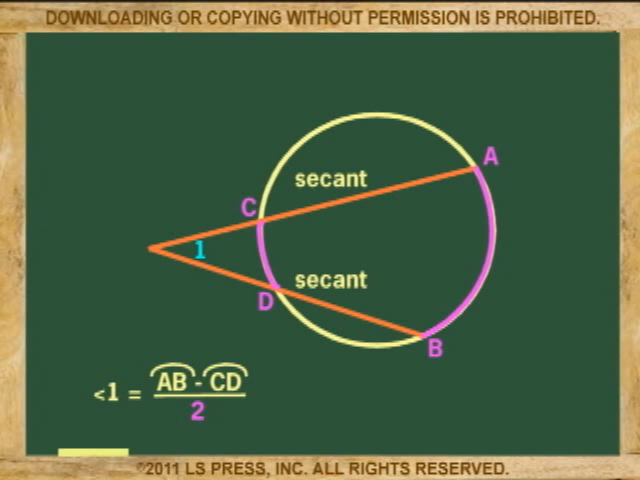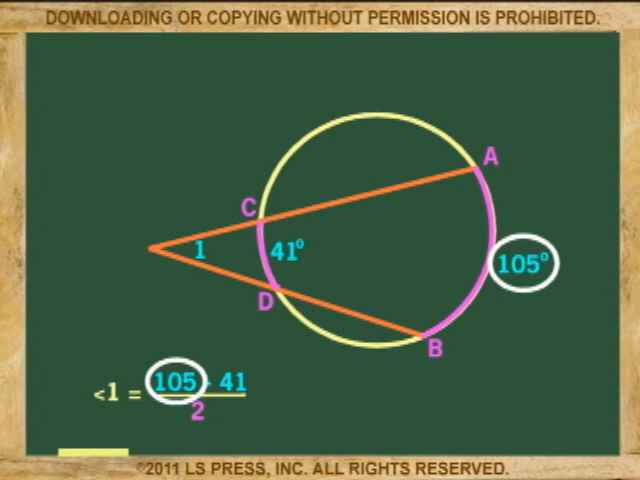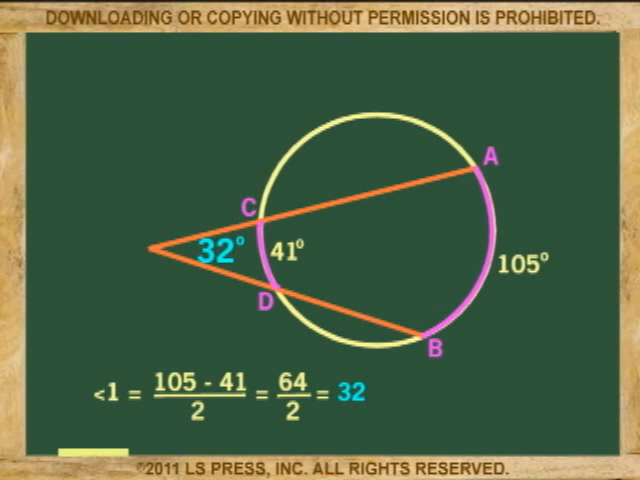For example, if arc AB is 105 and arc CD is 41, then angle 1 is 105 minus 41, or 64. And 64 divided by 2 is 32. Angle 1 is 32 degrees.